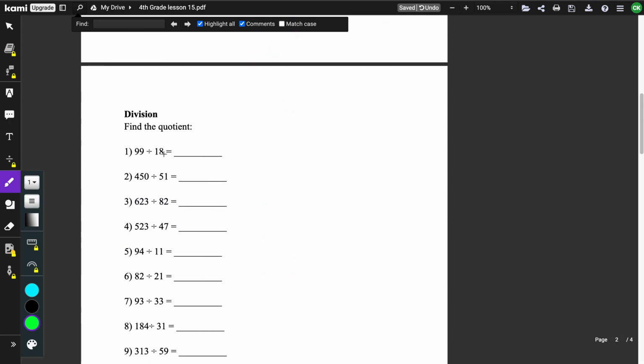Let's do division. We're going to do finding the quotient. So this is going to give us a remainder. Let's do 99 divided by 18 first. Let's see how many 18s can go inside 99. I think 5 can. So let's do 18 times 5. That should give you 90. So 99 minus 90 is going to give you 9. So you're going to get 5, remainder 9.